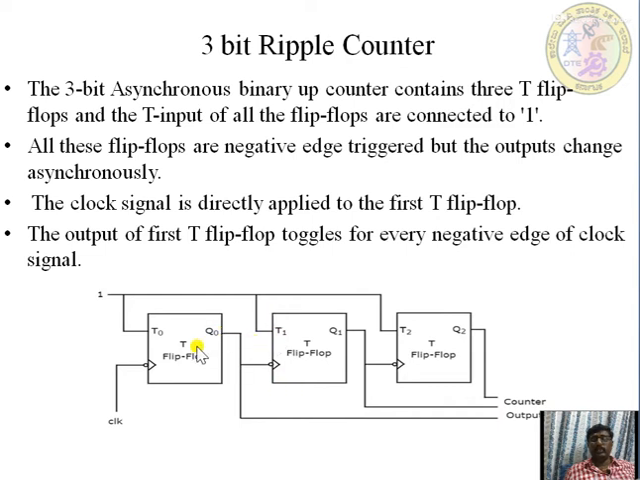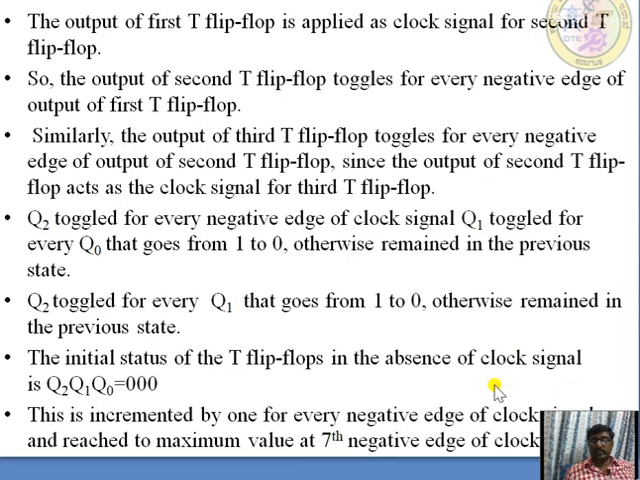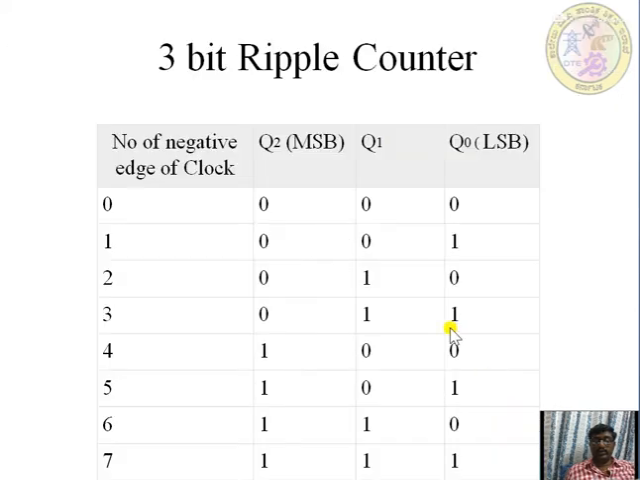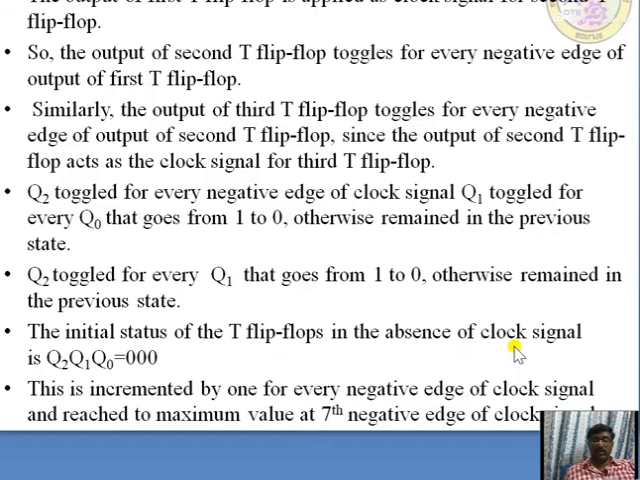Next, during the second clock, this bit is toggled, so it will have 0 1 0. During the third clock, this 1 is shifted to here, so it has 0 1 1. Once again, when the next clock happens, it becomes 1 0 0. In this fashion the clock goes on, and by the 7th clock the values are 0 0 0, 0 0 1, 0 1 0, 0 1 1, 1 0 0, 1 0 1, 1 1 0 and 1 1 1.